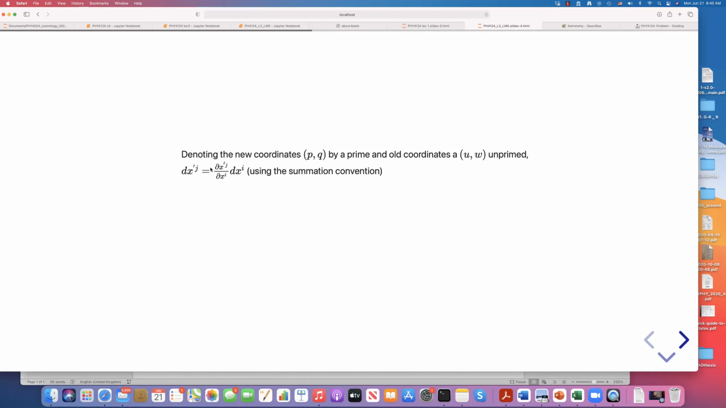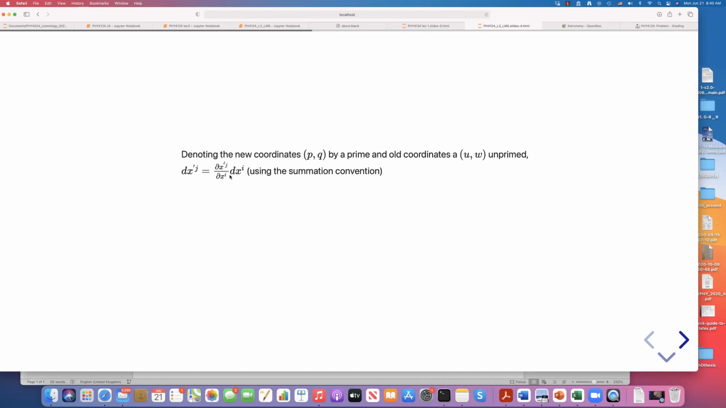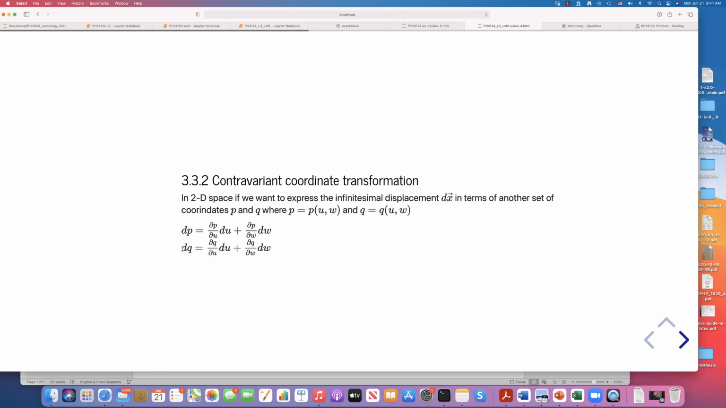So that you only have one index on one side, which means that index j should not be summed over, right? That's how you understand it, but index i has to be summed over. To understand these two expressions based on this particular expression that I have written here, the first thing is just don't think about this expression, just think about the other one. So you have dp equals ∂p over ∂u du plus ∂p over ∂w dw, right?